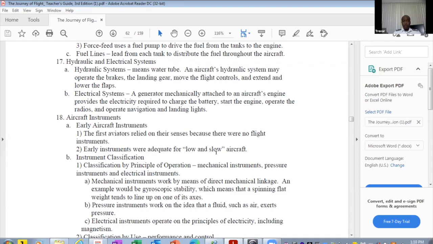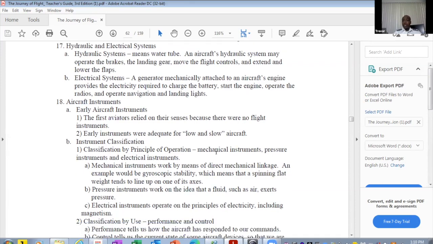Aircraft instruments. Early aircraft instruments, the first aviators relied on their senses because there were no flight instruments. And that must be hard because your vestibular system in your ear will create a lot of illusions. If you don't have instruments to rely on, you will get that false sense that the aircraft might be rolling, might be pitching. And so instruments are very important.